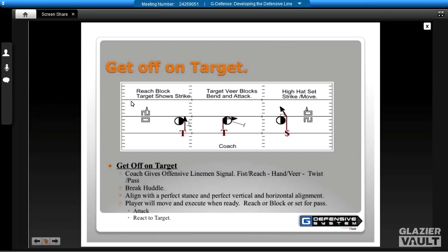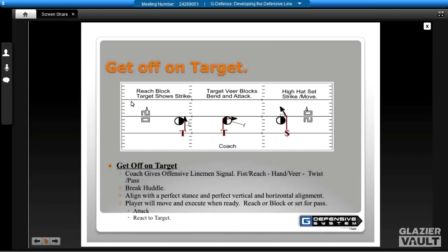We want to strike with our hands. We want our thumbs high. We want our hips back. We want to strike with our hands. If that target shows, we want to strike the target, post the target, and we want to put our hips in the gap. And fellas, that is so important. Get your hips in the gap.